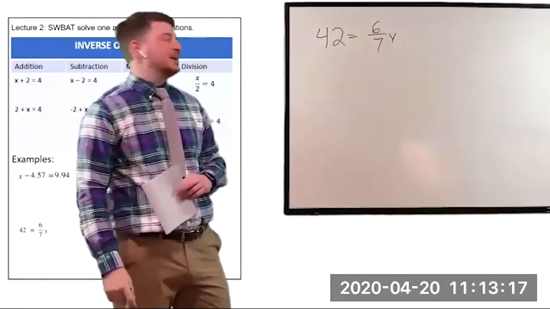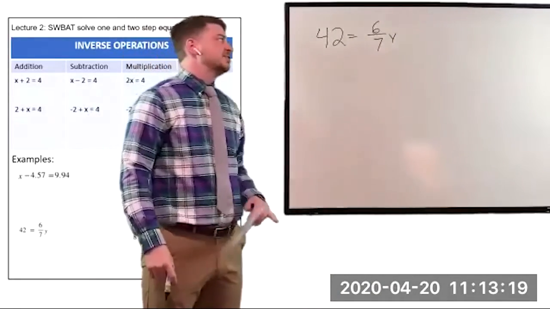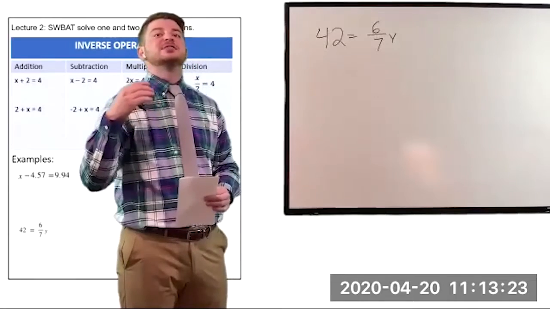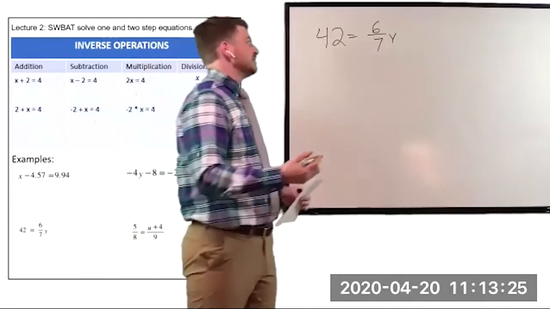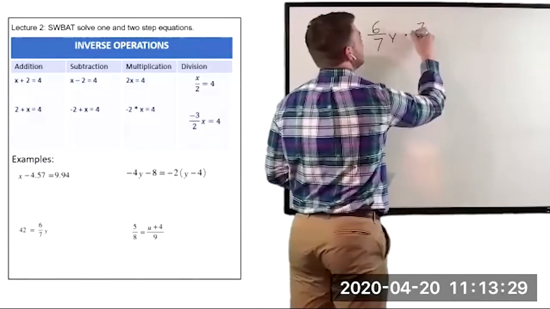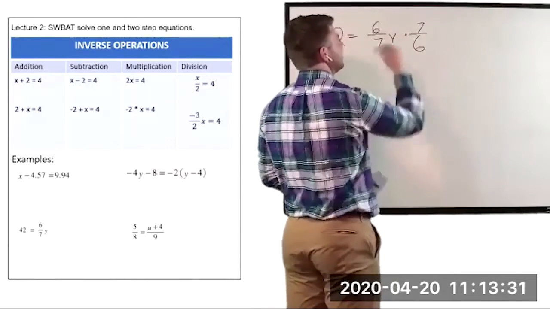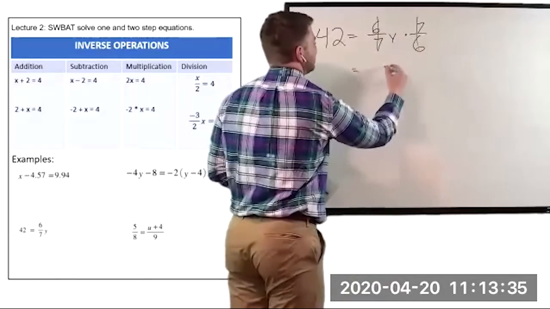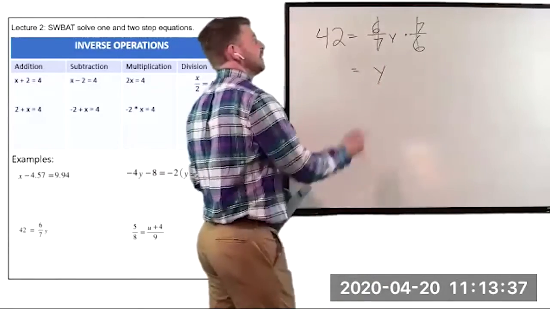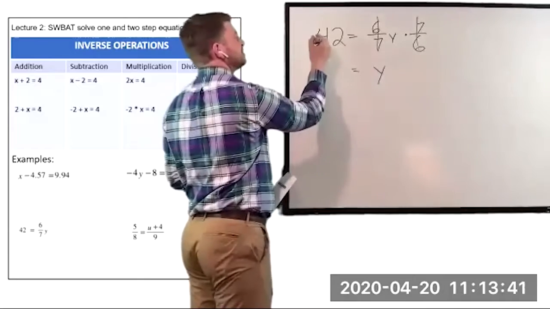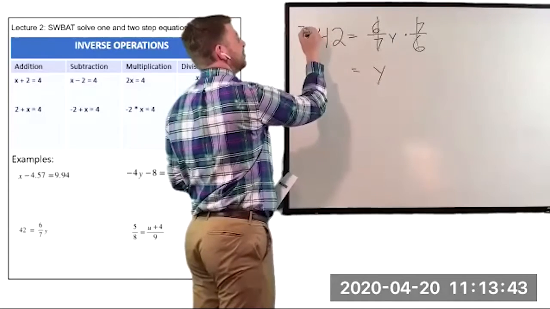So remember, like I said, if you have a fraction, we want to undo that fraction. We need to multiply by the reciprocal, okay? So in this case here, we're going to multiply by 7/6. And if we do that, these will cancel out. So all we'll have left over here is y. And if we multiply by 7/6 on one side, we've got to do it on the other side as well. So we'll multiply by 7/6.